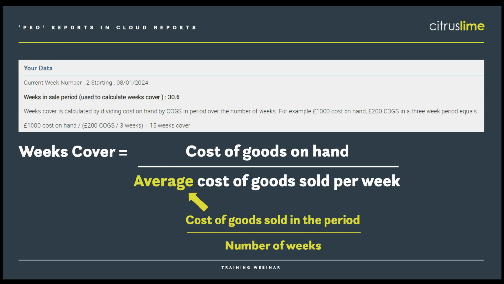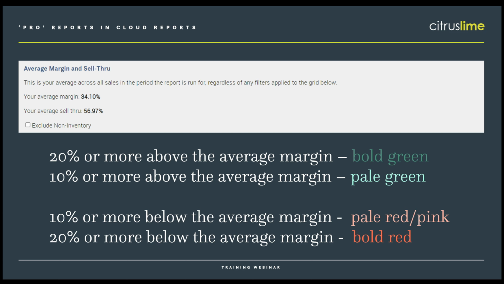That provides an average cost of goods sold per week. It will then divide the cost of goods on hand, in other words, the value of stock that we have right now, by that average value to provide you with your number of weeks cover. Cloud Reports provide you with a worked example on the screen. If the cost of goods sold, or COGS, was £200, and we'd run the report for a 3-week period, that's an average of £66.67 per week. If we then divide the £1,000 of stock we currently have by that average, it gives us 15 weeks of stock remaining.